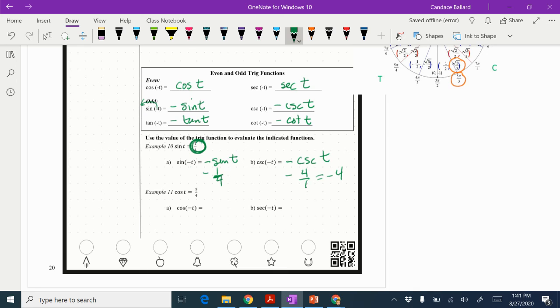Cosine of negative t is the same as cosine of t, so I can just substitute the 5/4 in. Secant of negative t is secant of t, because they're even. Then I'm going to do the reciprocal of cosine, which is 4 over 5.